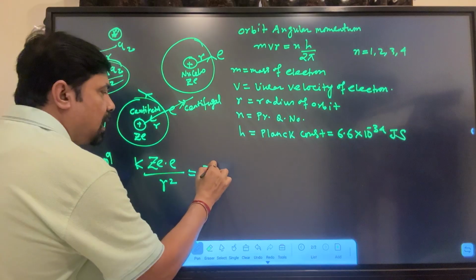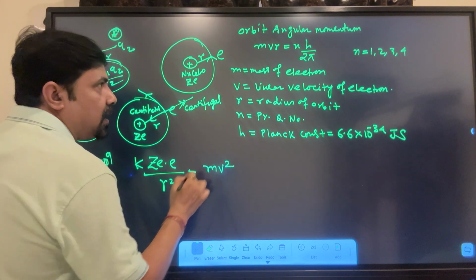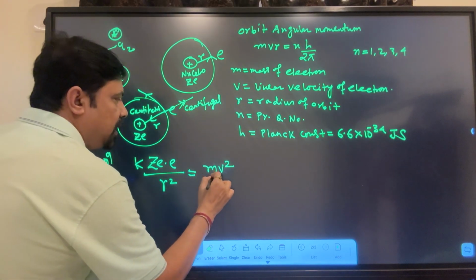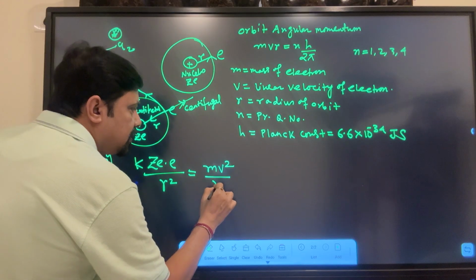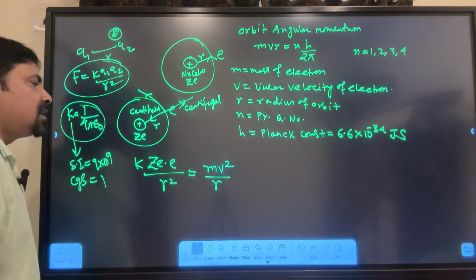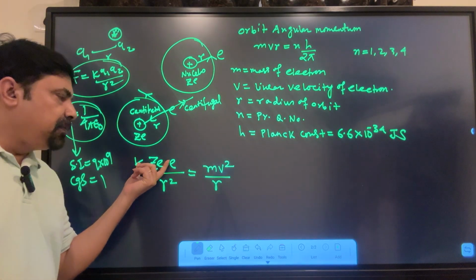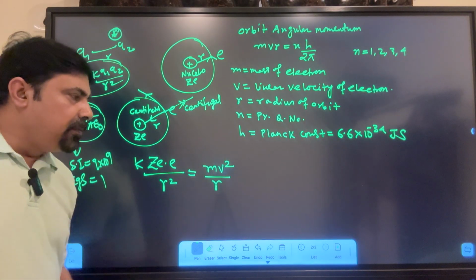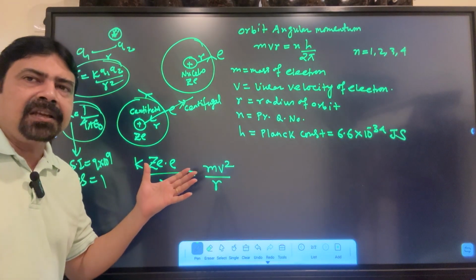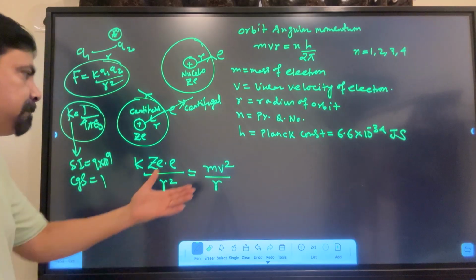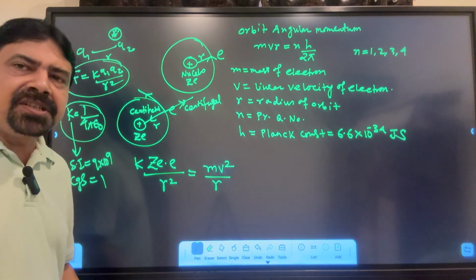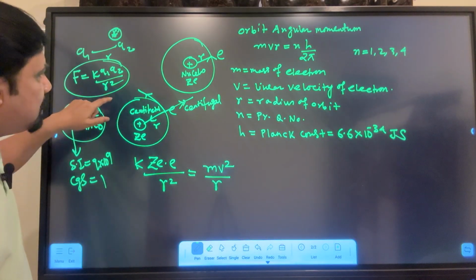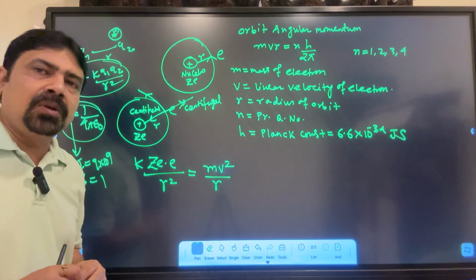This will be balanced by the centrifugal force. Centrifugal force will be the mass of the electron into linear velocity, that is mv square by the distance r. That means the centripetal force K Ze into e by r square equals mv square by r, the centrifugal force. So both the forces are balancing each other. That's why the electron keeps moving in a circular orbit by inertia.